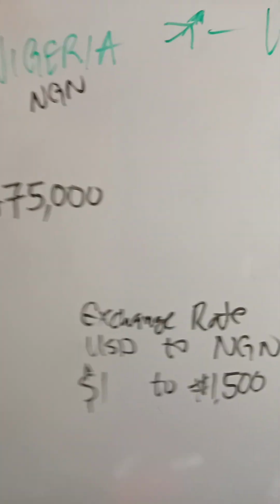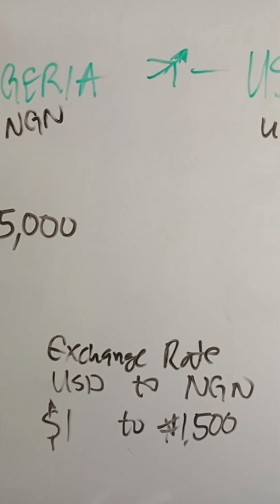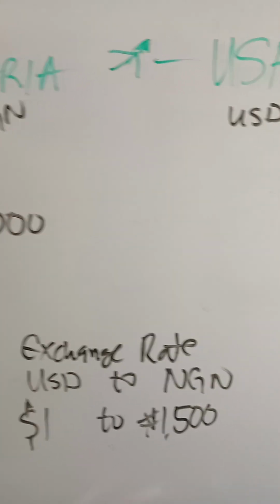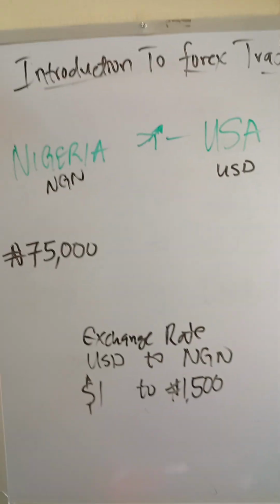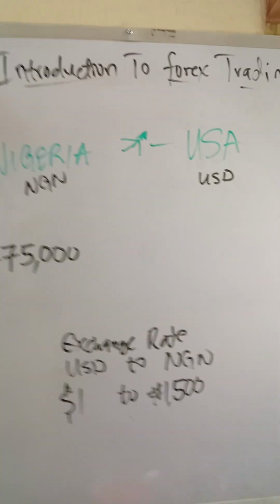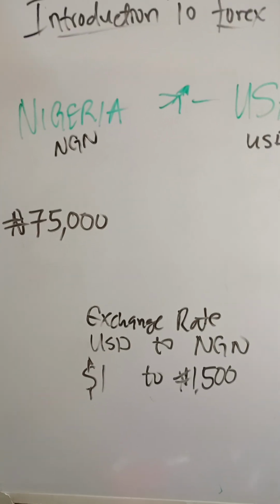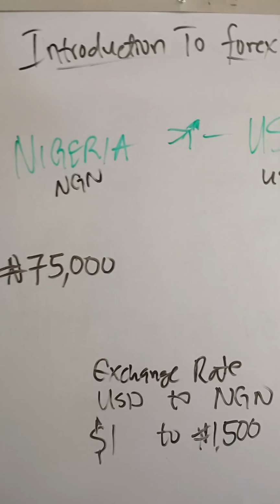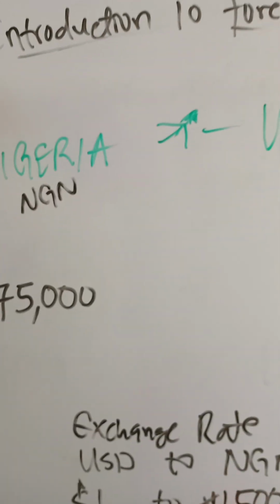I hope this is clear, guys. The current exchange rate, because I told you forex is just the exchange of one currency with another country's currency to do business internationally. So the current exchange rate of $1 to naira is 1,500 as at when this video is being made or posted.